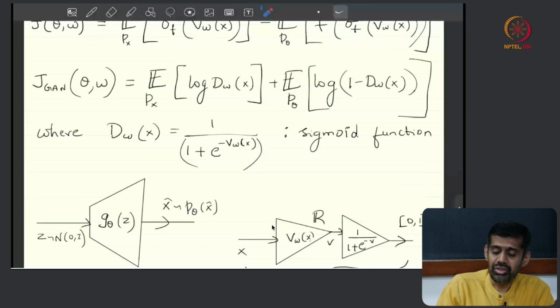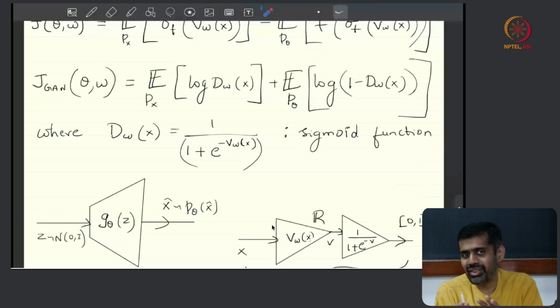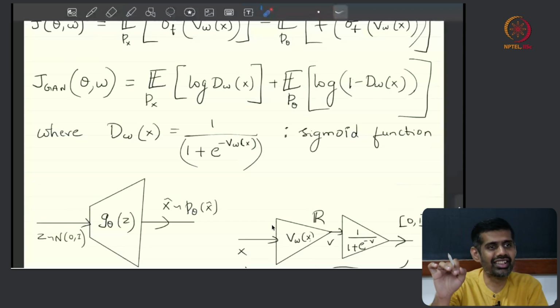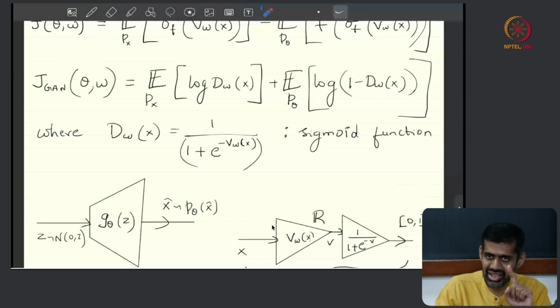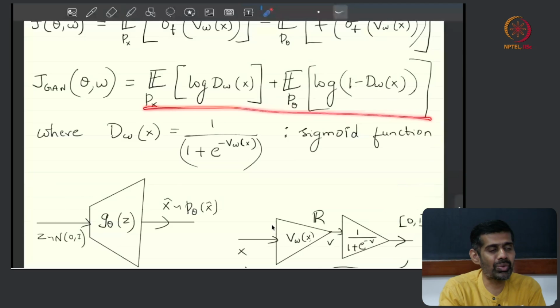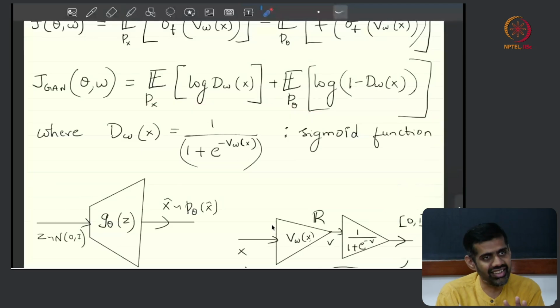Now, why am I complicating things and introducing one other function, D_w? It is because, as I said, the original GAN paper writes this objective function from a totally different angle. I will explain what that angle is. What I wanted to show you was that the f divergence, or the lower bound that we constructed in terms of the t function, is exactly the same as this with different notations. That is the point that I am trying to make here.